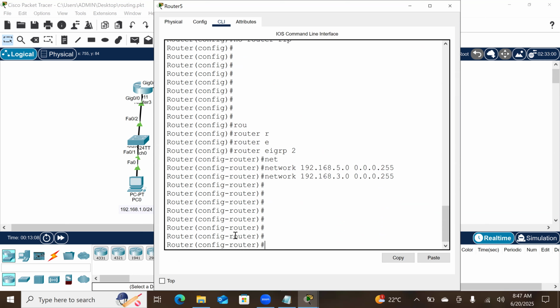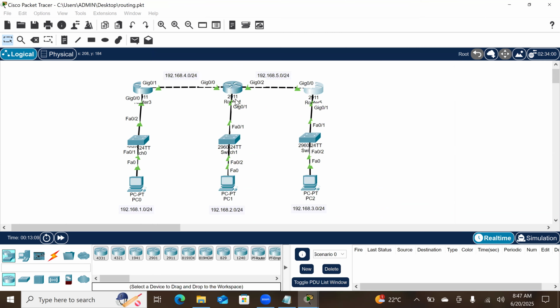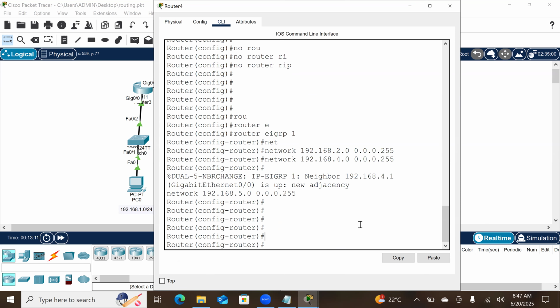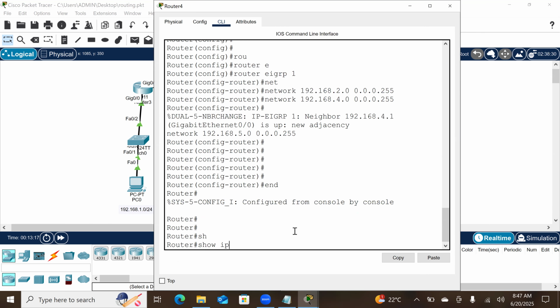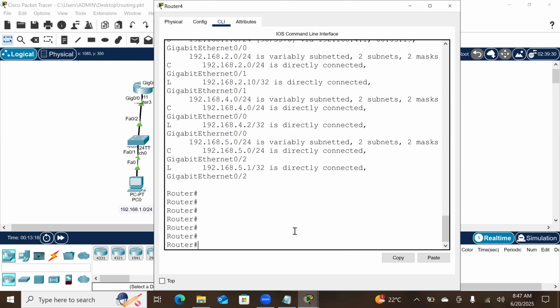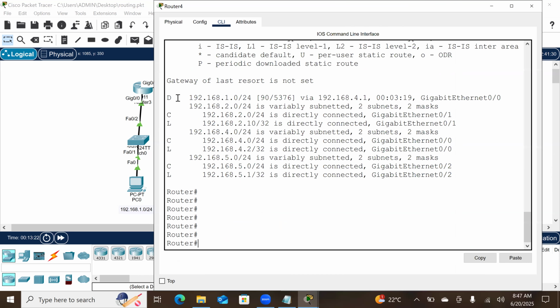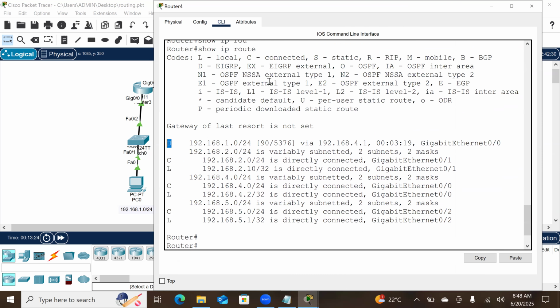Clear? Done? Great. You can see here, no adjacency message is found. When they are given different AS numbers, no adjacency message is found. If you check the IP route here, it will have only one route because of EIGRP. There it is, D. D means what?